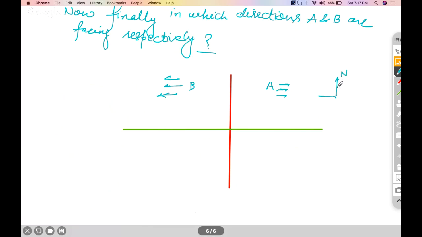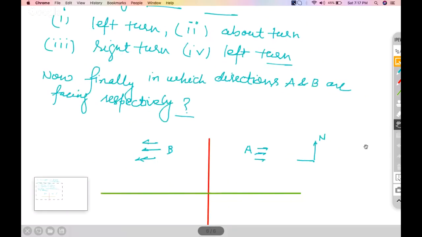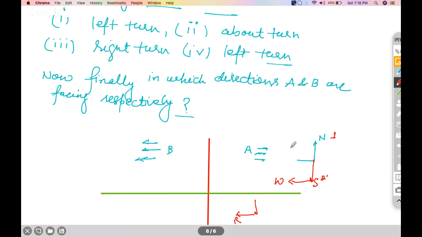Now the second turn is, let me check, I just forgot it. The second turn is about turn. About turn means if they are facing north, they'll start facing south. So this is my first turn, this is my second turn. The third turn is right turn. If somebody is facing south, this is right. So right turn is this. Which direction is this? This direction is west. And then they are taking left turn. From west, left turn would again be this side, which is south.